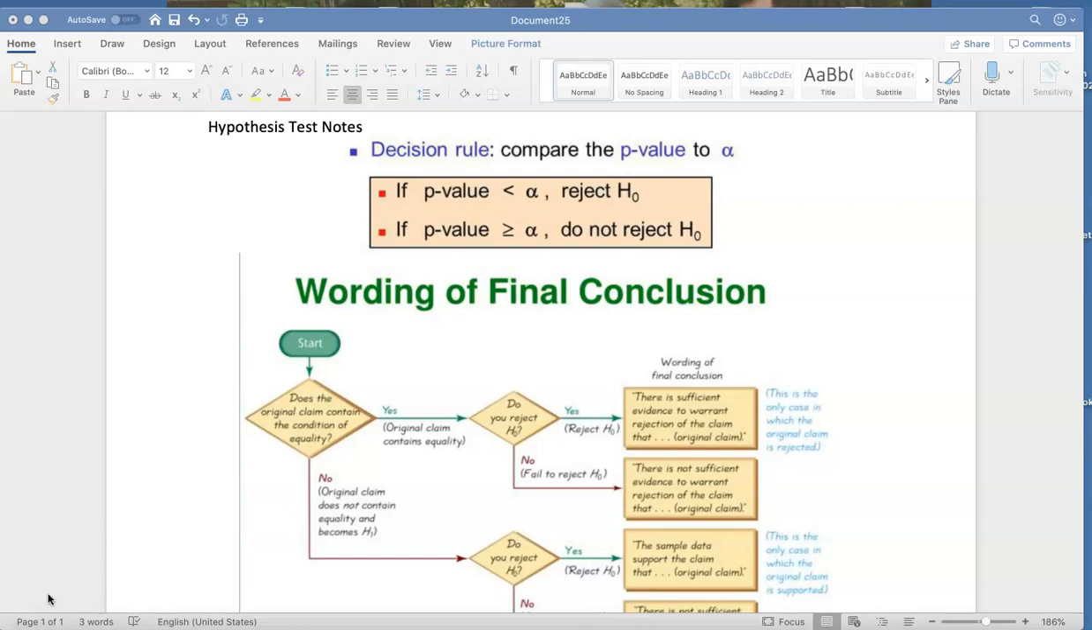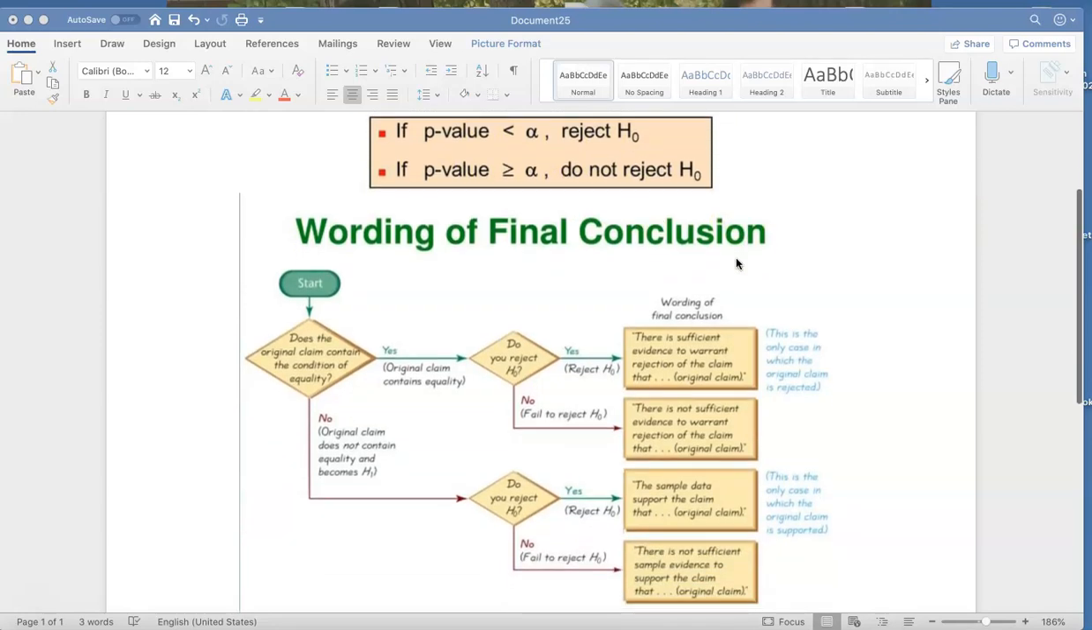Okay, before we start doing this video, this is my second video, I'm going to show you this. This is a page of notes, and this is one of the main things. If the p-value is less than alpha, you reject. If the p-value is greater than or equal to alpha, you do not reject. And then based on that, you go from there.